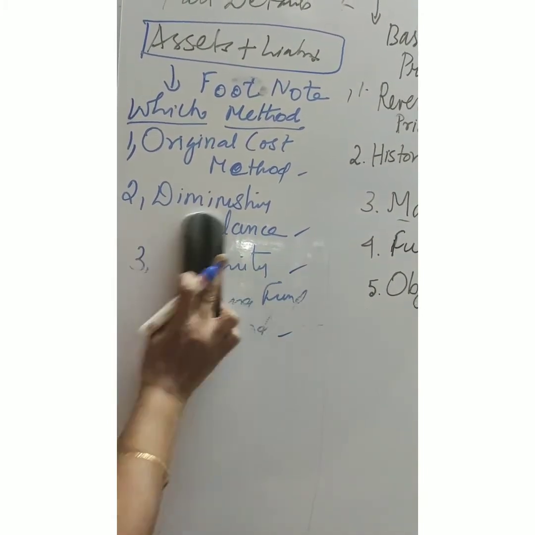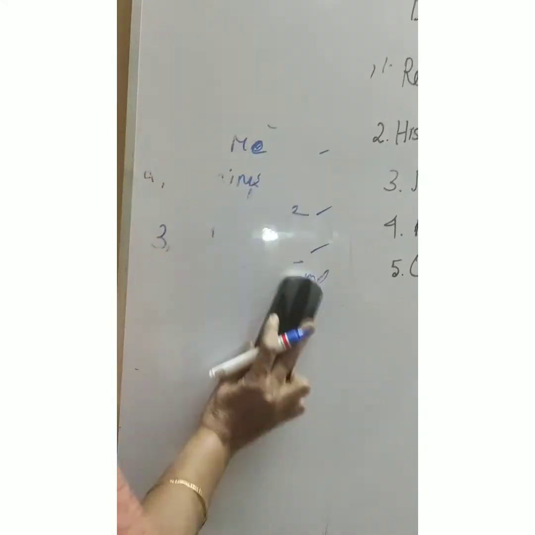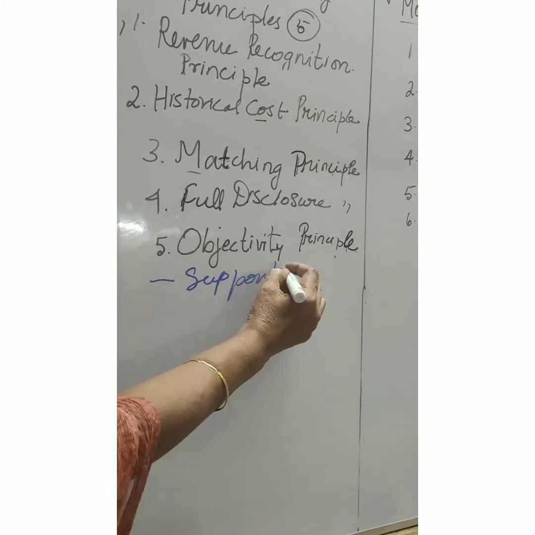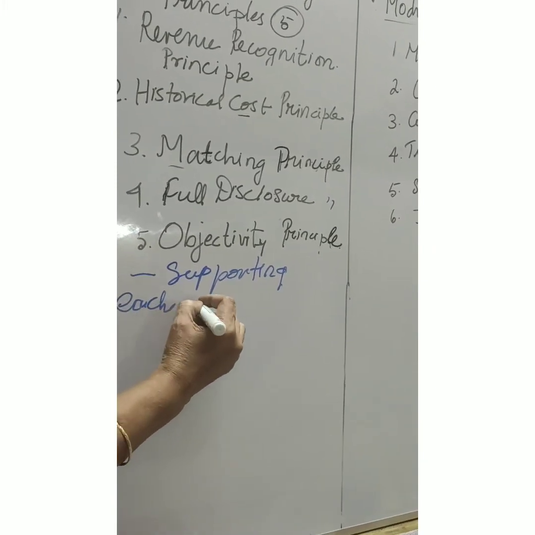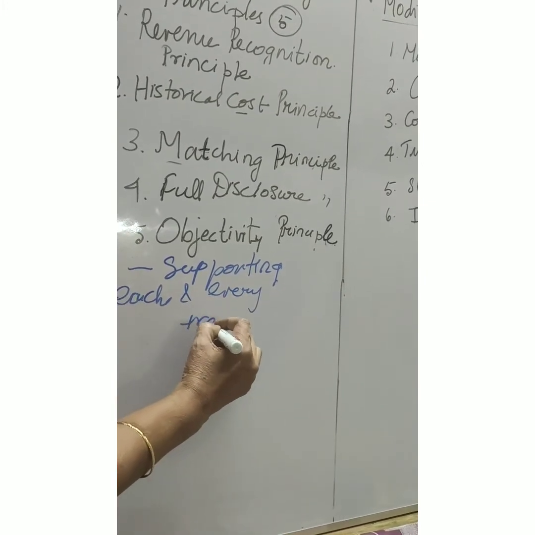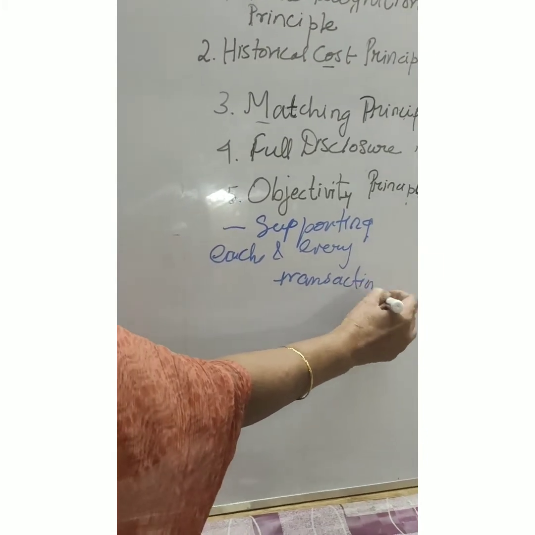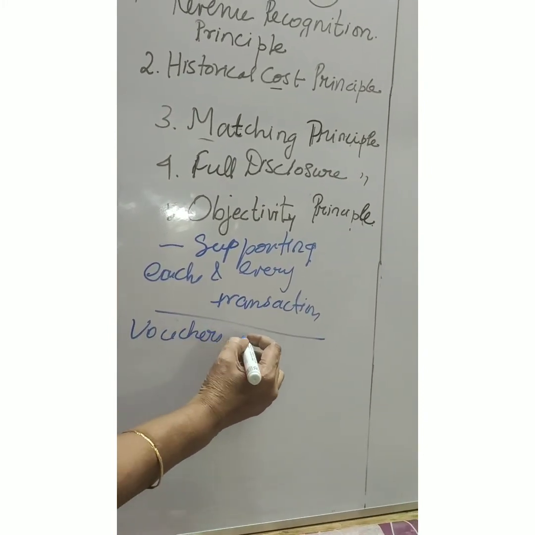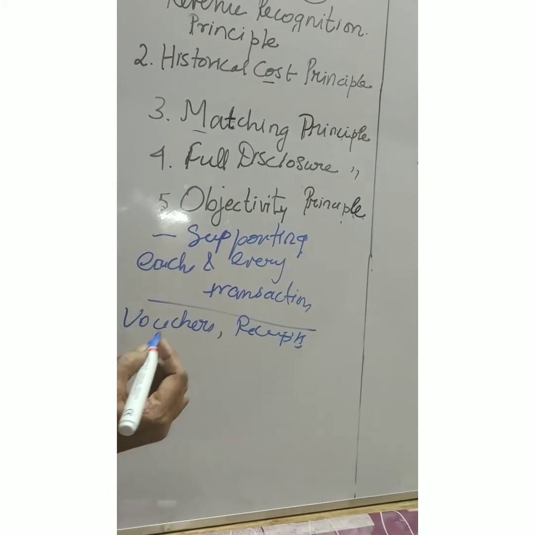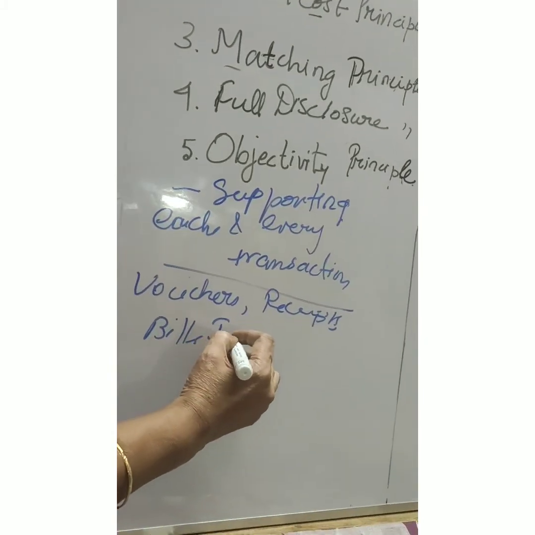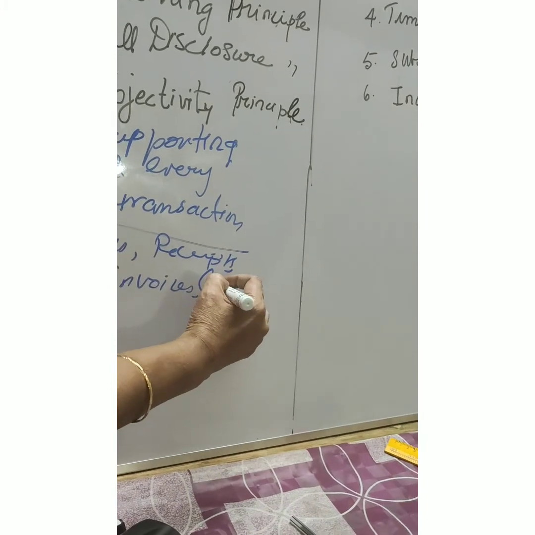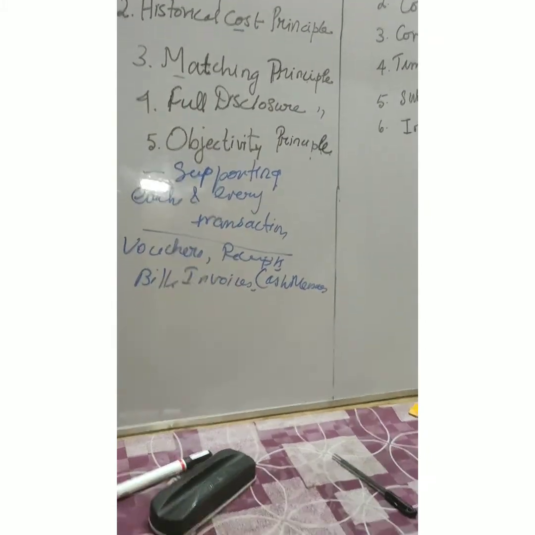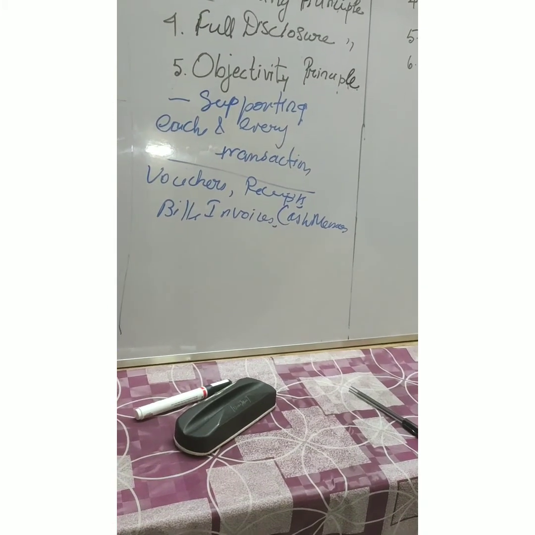Okay, then what is next? Objectivity principle. Objectivity principle means every transaction should have a supporting document. Supporting document for each and every transaction. Now let us say, for example, there is documentary evidence like vouchers and receipts, and what else? Bills, invoices, and what else? Cash memos. Like this, there must be some documented evidence for each transaction. Then only it will be treated as a business transaction. If no evidence, it will not be considered a transaction.